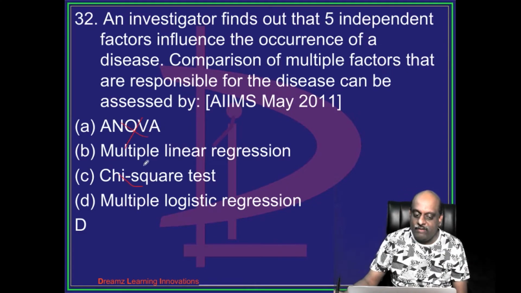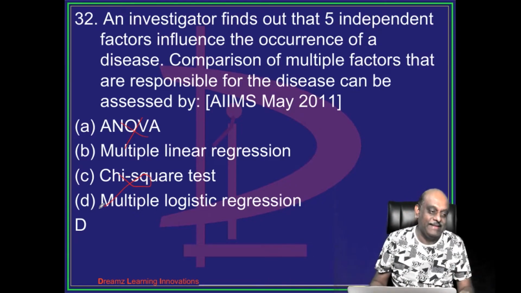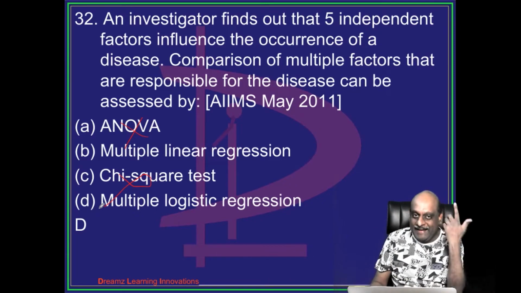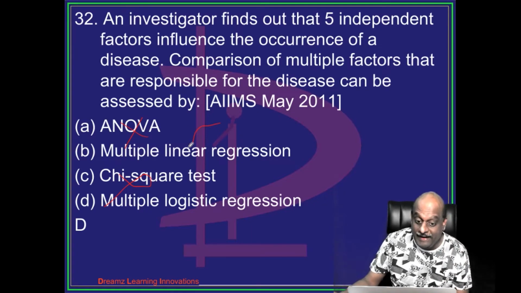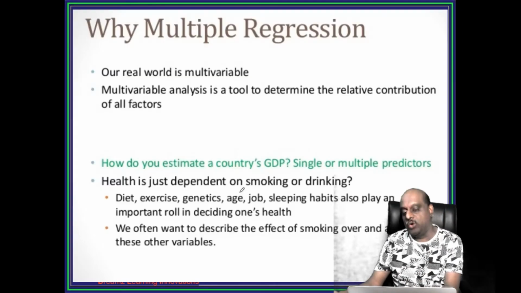Definitely it is not ANOVA, this is not chi square, because we know what their purpose is. The confusion is: is it multiple linear regression or is it multiple logistic regression? There is only confusion between the two. I will clear that now.